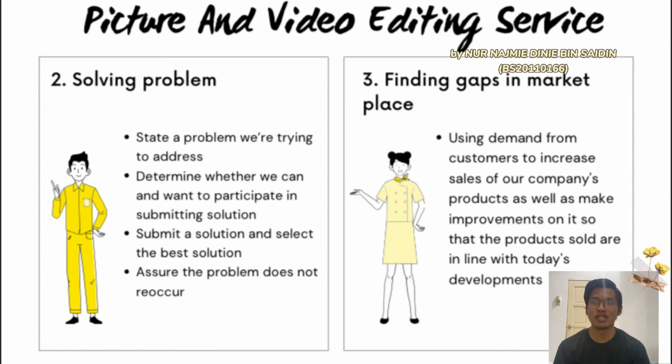The second one, solving problems. We state a problem we are trying to address, and then we determine whether we can and want to participate in submitting a solution. Then we submit a solution and select the best solution. The last one, we assure the problem does not reoccur. Then the third one, finding gaps in the marketplace. So we're using demand from customers to increase sales of our company's product, as well as make improvements on it so that the products sold are in line with today's development.